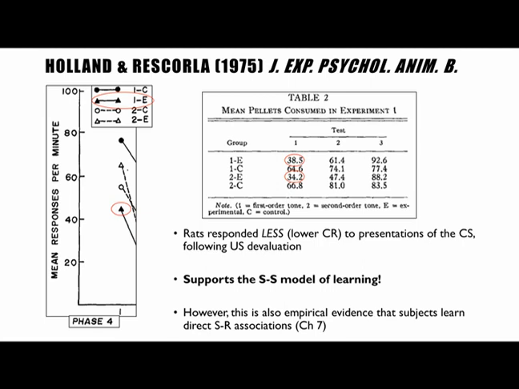I'm not going to talk about it here, but there is evidence for SR associations, and we have an entire section on that in Chapter 7 because it's a little more complicated. So what we're going to take home from this is that we do have evidence supporting SS learning, and we will eventually talk about evidence for SR associations as well.